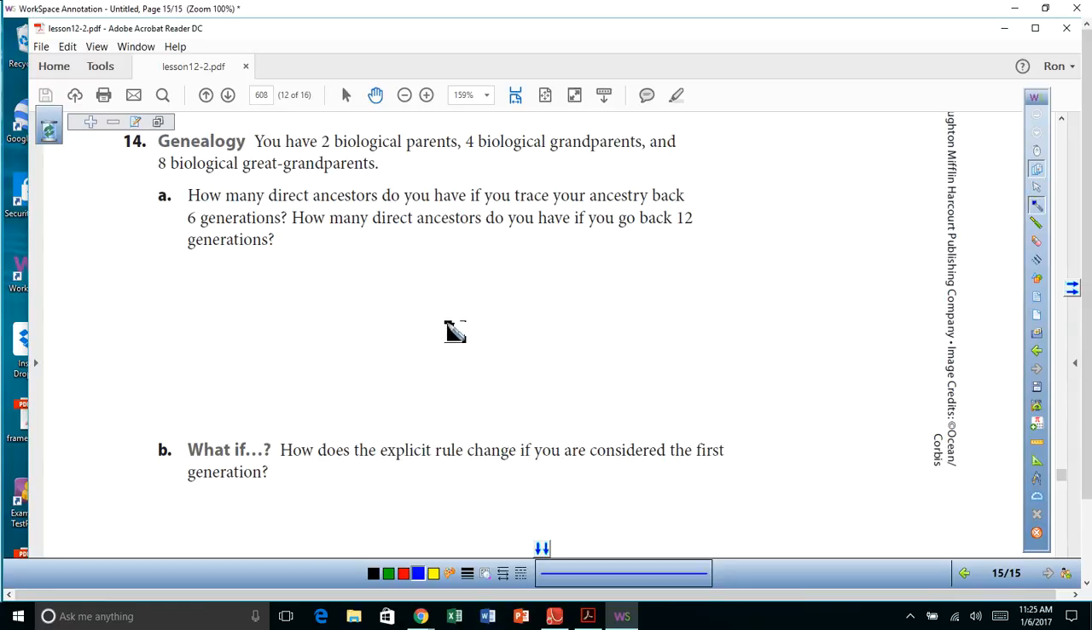So the initial value, A equals 1, okay? Because you got you, and then you got your mom and your dad, right? And then from them you got their mom and dad, and mom and dad. There we go. Okay, so R is going to be 2. R equals 2 because off of each branch is 2. So R equals 2.